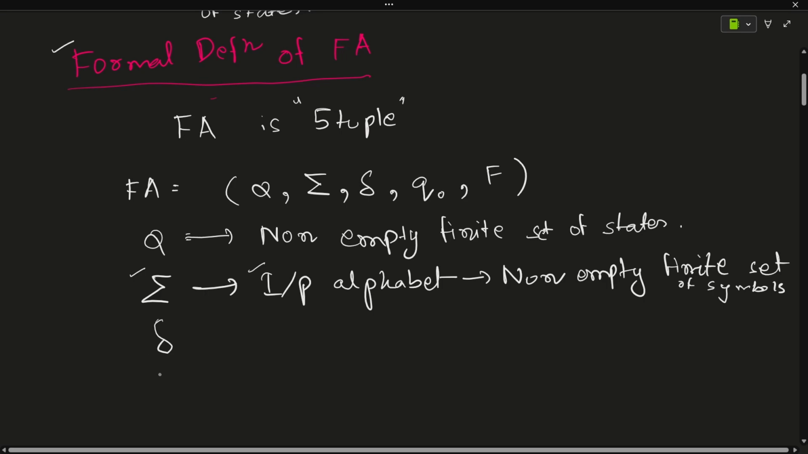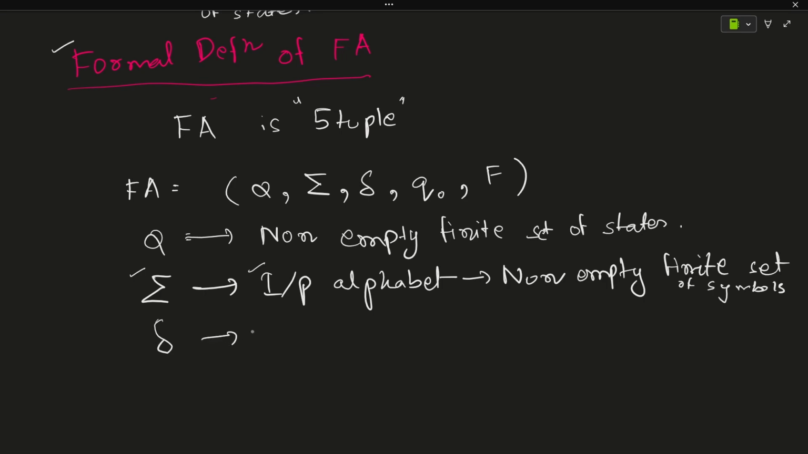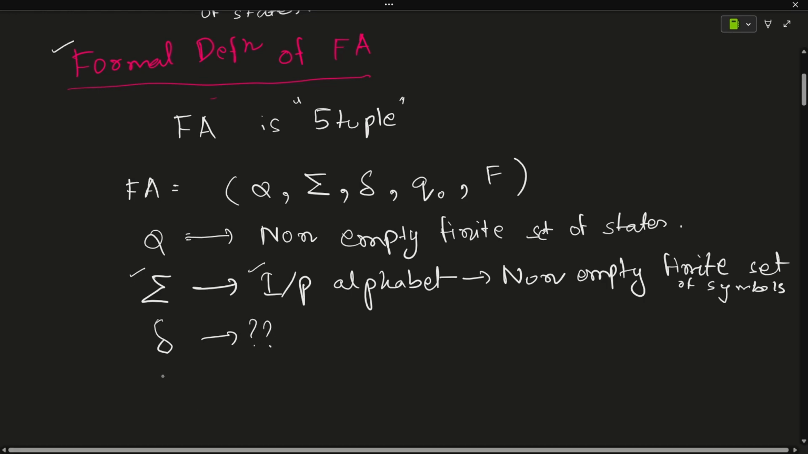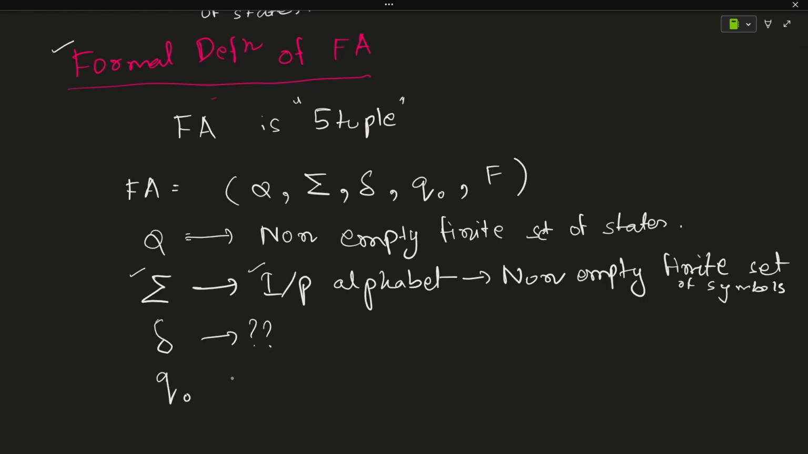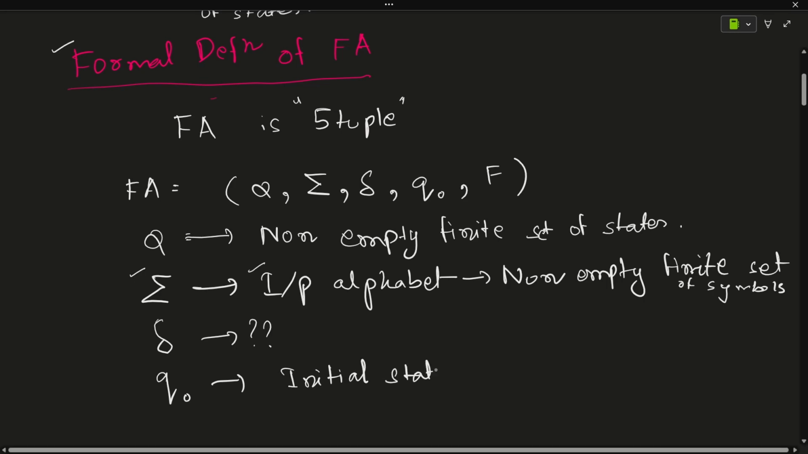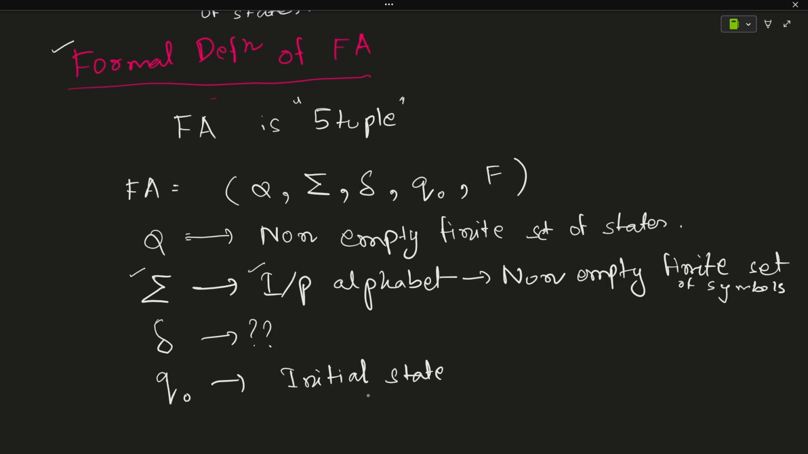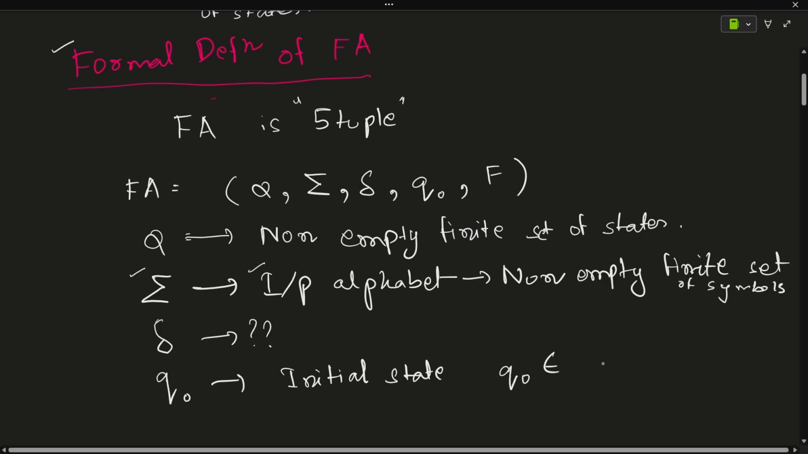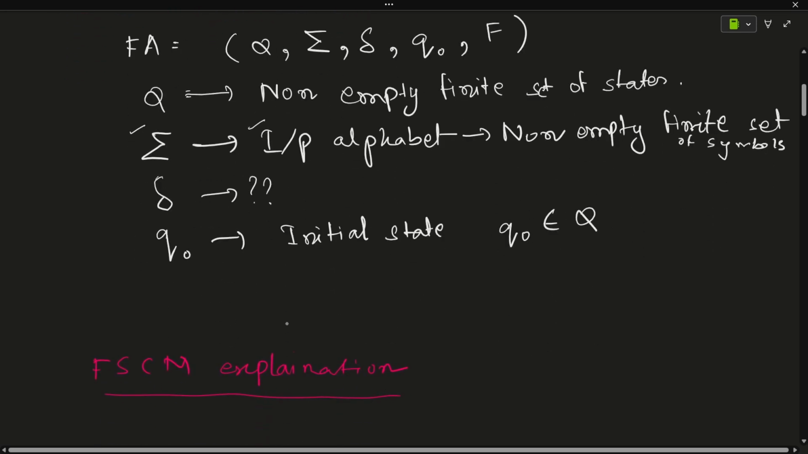Okay, delta. Let's keep it a mystery. Let's discuss this later. Now let's come to q naught. What is q naught? Q naught is the initial state. You will soon realize what these states are that I am talking about. I will discuss them soon. And q naught belongs to Q, the non-empty finite set of states.